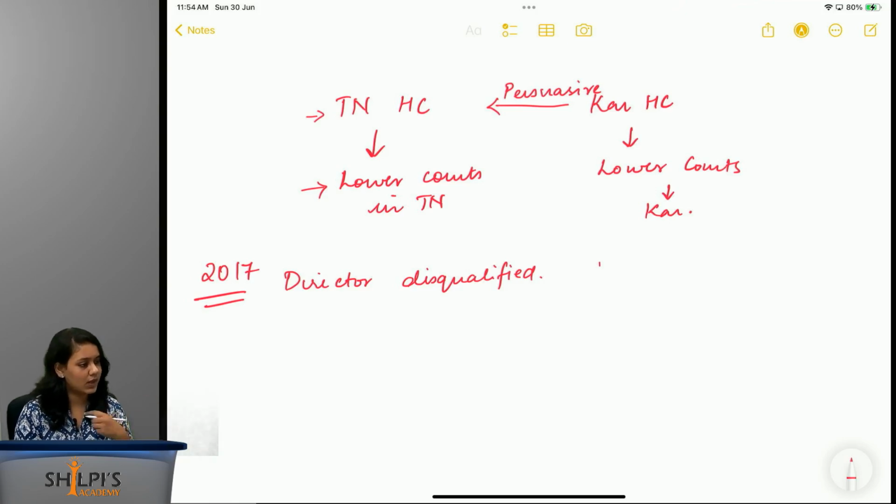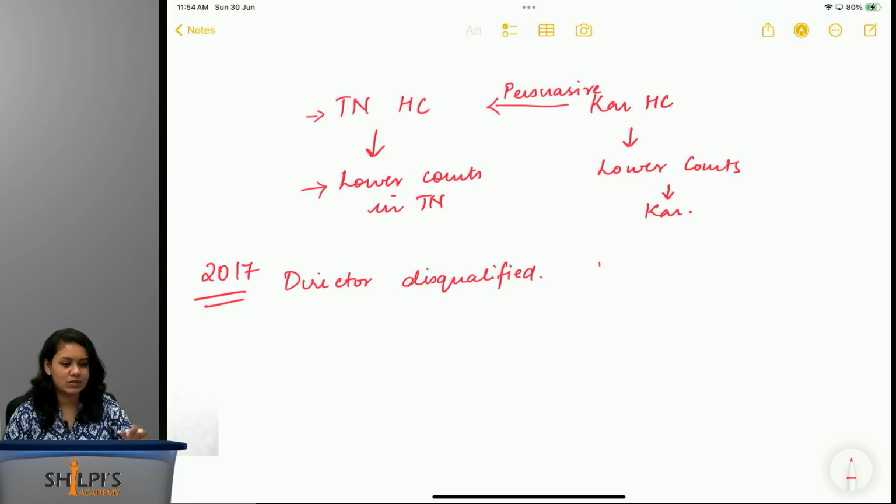So let's say I'm a director in 3 companies. Two of the companies have filed annual returns properly, no problem. But one company didn't file it, but I was a director in it. And because of that reason itself, my directorship, I got disqualified. And so directors got disqualified throughout the country. Some close to 80,000 directors got disqualified in one day.